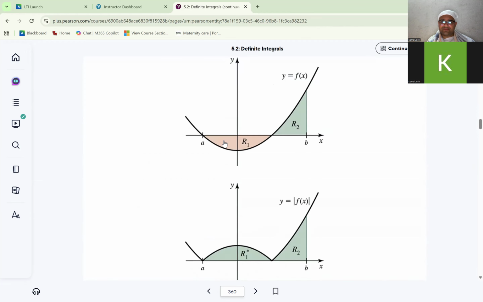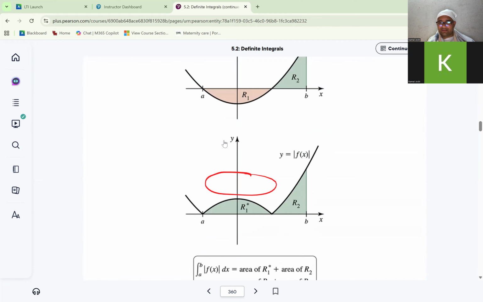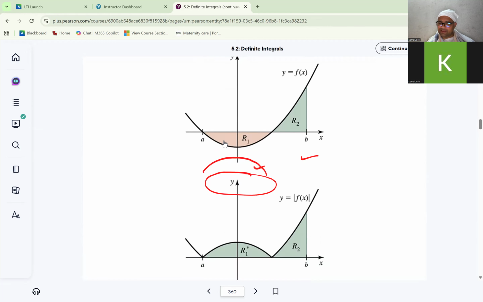And then the integrals of absolute values. If a function is an absolute value function, then all values become positive. Suppose this is the function f of x, then this should be the graph of the absolute value of f of x, where the negative becomes positive. Now if you do this integral, you'll get everything positive, whereas over here you will have a negative part and a positive part, and you have to take the difference.